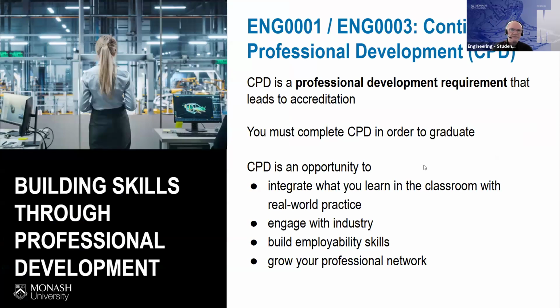So, part of your engineering course will be building your skills through professional development. That's the basis of CPD. Essentially, students will enrol in their CPD unit when they first enrol in their final year project. This is for undergrad students, and your unit code will be ENG 0001. And if you're a Master of Professional Engineering student, then you would enrol in ENG 0003. You can enrol in this unit anytime during your course.